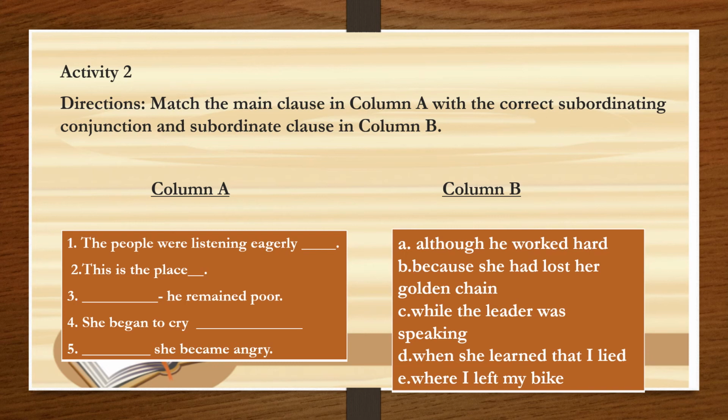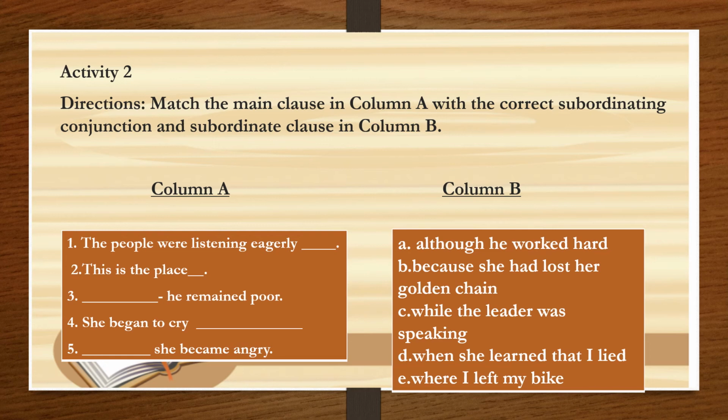Now, activity 2, directions: match the main clause in column A with the correct subordinating conjunction and subordinate clause in column B. So, column A, number 1, the people were listening eagerly, blank. Number 2, this is the place, blank. Number 3, blank, he remained poor. Number 4, she began to cry. And number 5, blank, she became angry.